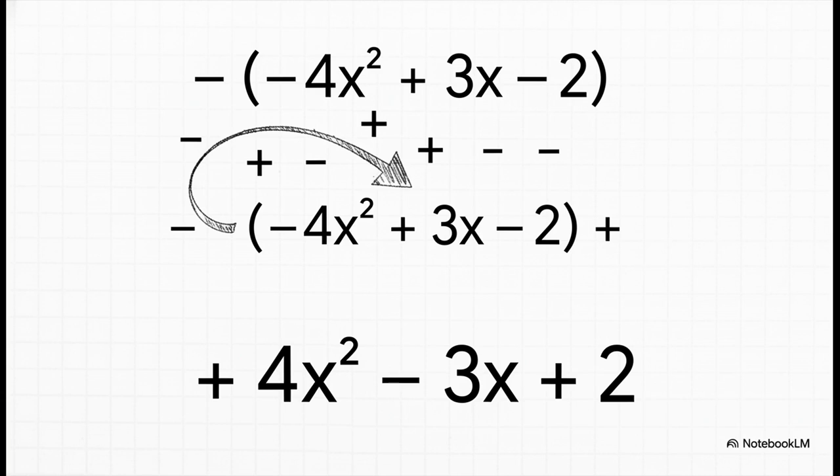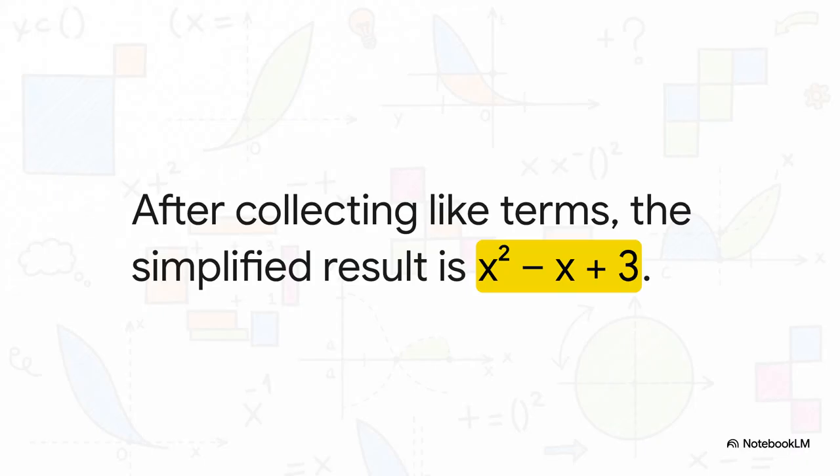Look at that second expression. The negative 4x squared, boom, is positive. The positive 3x, now it's negative. And the negative 2, it's positive. Every single sign got flipped because of that minus sign out front. From here on out, it's just the same process we just learned. It's familiar territory. We group our like terms, combine them, and we're done.